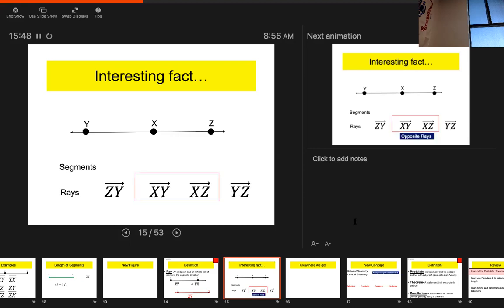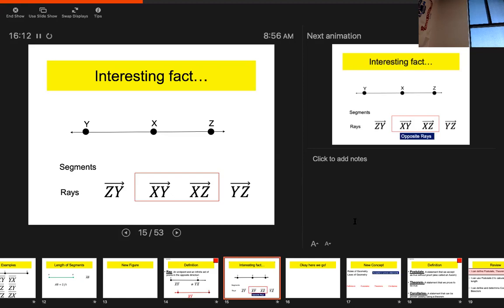I want you to look at those two rays right there, XY and XZ. What do you notice about those two rays? They start at the same point, right? They both start here, but they go in what direction? Opposite directions. We have a name for that. Rays that start at the same point and go in opposite directions. Take a guess.